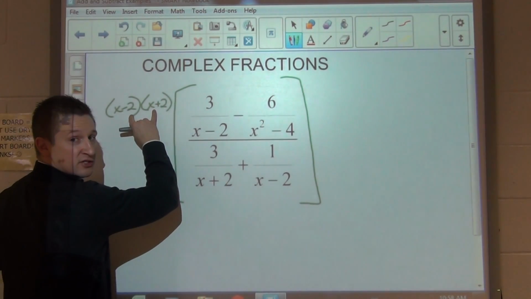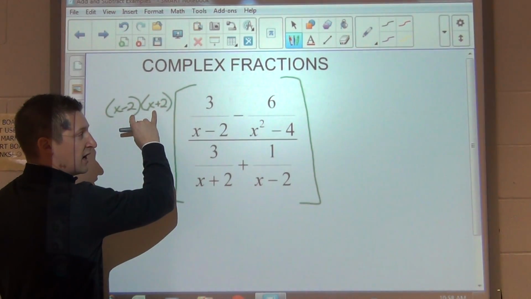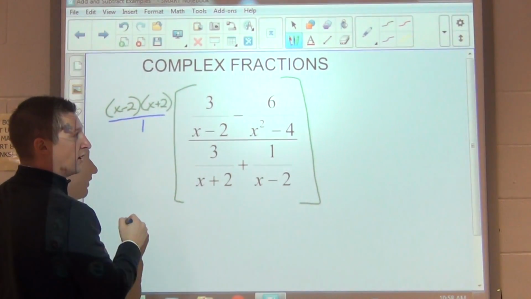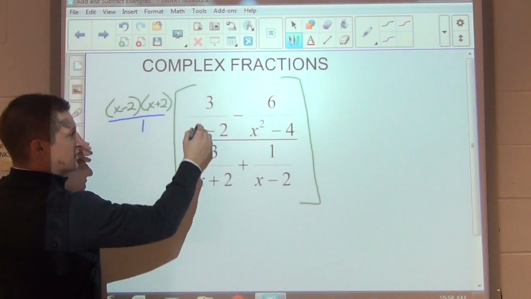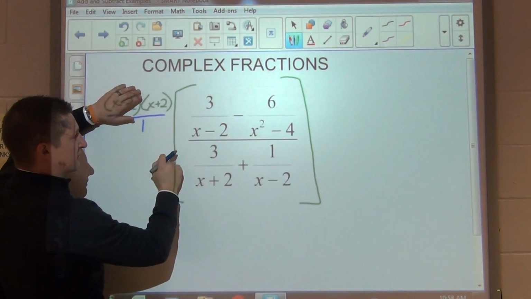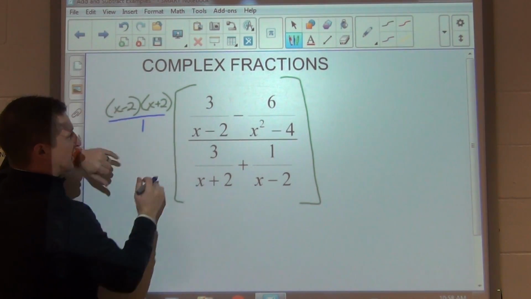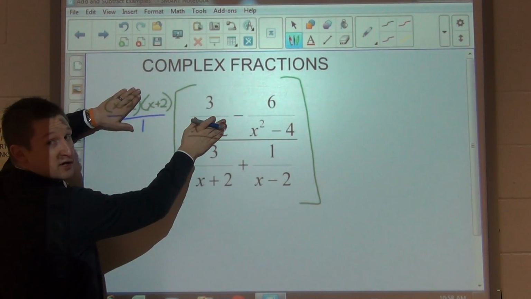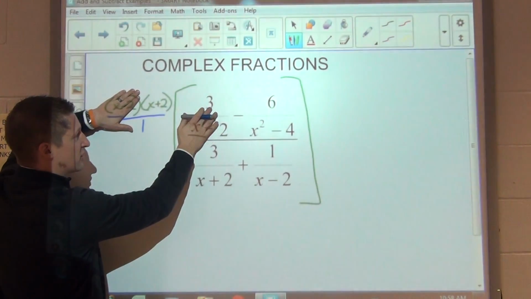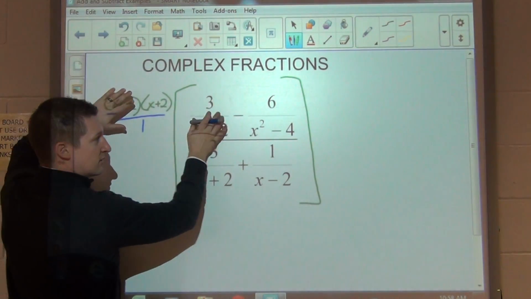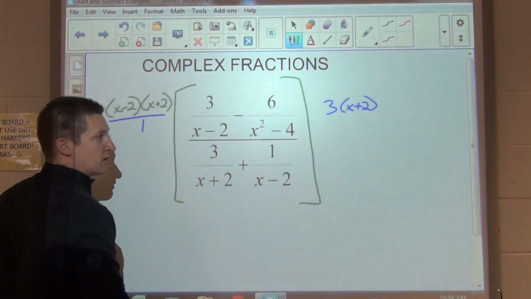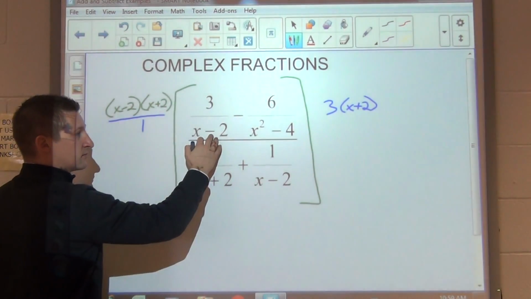When I take x minus 2 times x plus 2 and multiply it by 3 over x minus 2, and again, you can imagine this is this over 1, I'm multiplying these two fractions together. Any common factors I can divide out or cancel. So I notice that I have an x minus 2 over an x minus 2. Those are going to cancel. No more denominator. I just have 3 times the x plus 2. I'm going to write that over here. 3 times x plus 2. So that takes care of the first part of it.